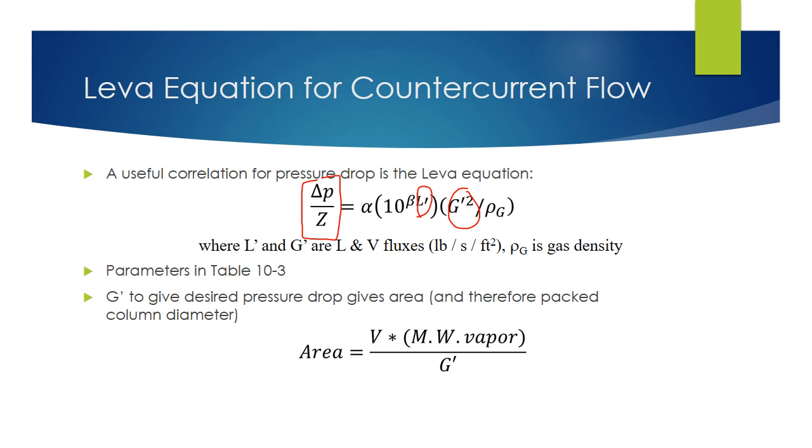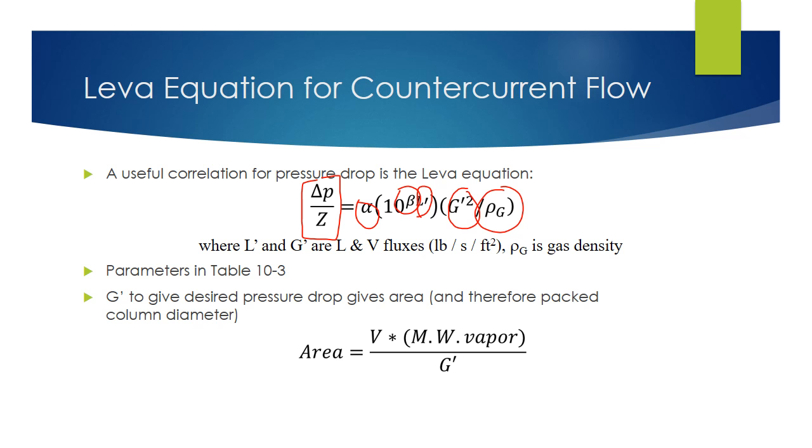It depends on the gas density, but then there are two parameters that define what happens for a given packing. So it depends on the size of the packing and the type of packing and the material that it's made of. Alpha and beta are parameters that go into this equation and are found experimentally, and will just tell you the relationship between pressure drop, L prime, and G prime.